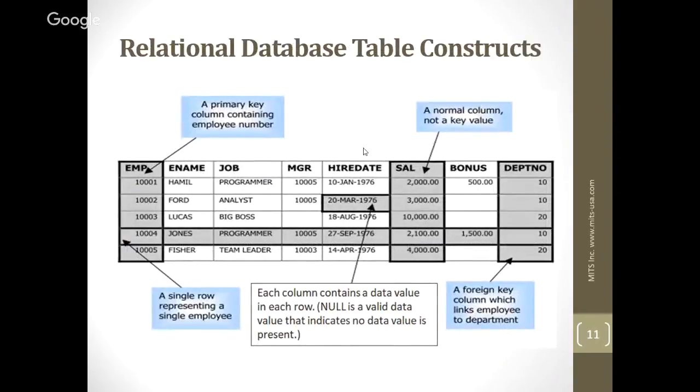All right, relational database table constructs. You got some terminology here, just walking this from the upper left, kind of like clockwise around here. So primary key column in this example contains an employee number. So no other row in this table can have that same number that you see, these numbers being like 10001, so 10,001, 10,002, 10,003, etc. Only one row in that table can have that number. That's what a primary key means.